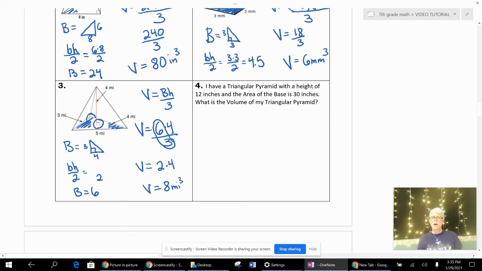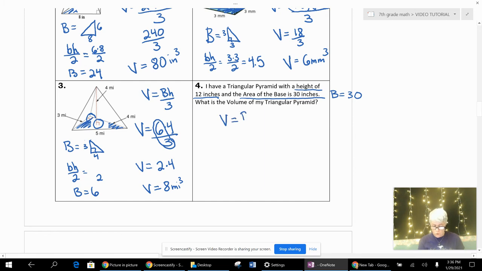Our word problems, our favorite problem of the day, always, right? I have a triangular pyramid with a height of 12 inches. Now, I don't know if you've noticed, on every single word problem, I always highlight what looks important. Get in the habit of doing that. And look, they gave me big B. Big B is 30. Love it when they do that. Actually these word problems end up being the easier ones because they just give you the numbers. What is the volume of a triangular pyramid?